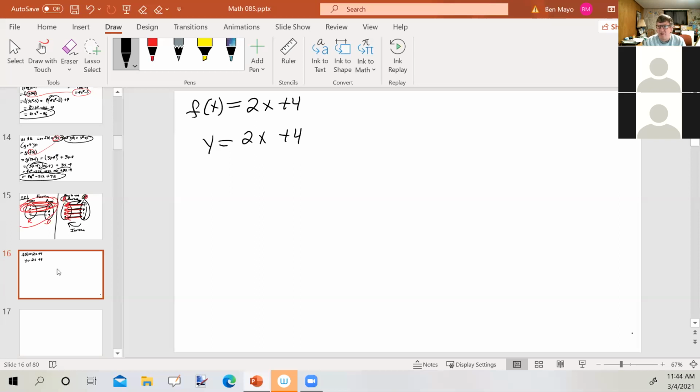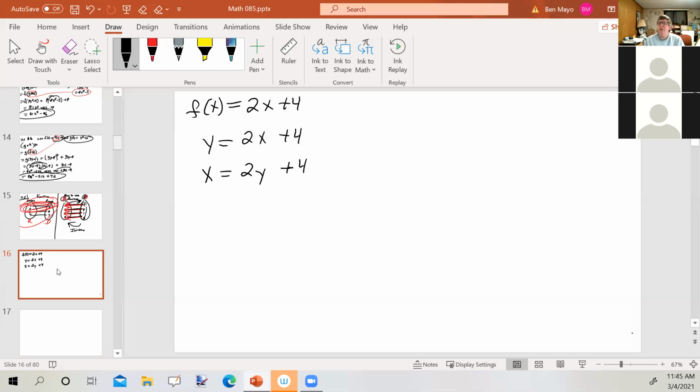Interchange all the x's with all the y's in the equation. So now I get x equals 2y plus 4. So I just switched all the x's with all the y's. What I have now is the inverse function. Okay, but I'm not done yet.